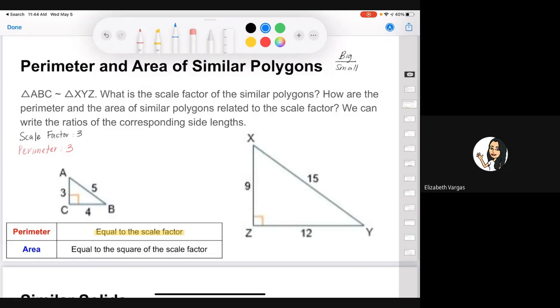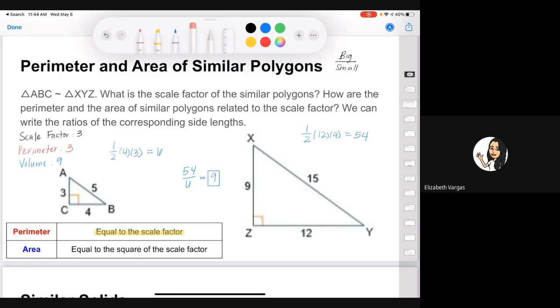Now, what about area? We find the area of a triangle by doing 1/2 base times height. Our base is going to be 4. Our height is going to be 3. That is going to be equal to 6. Over here, same thing, 1/2. Our base is 12. Our height is 9. That is equal to 54. Now again, I take my bigger over my smaller and divide those. And what I notice is that I get 9. So my area ratio is 9. Basically that means when I increase each of my side lengths by a factor of 3, my area increases by a factor of 9.